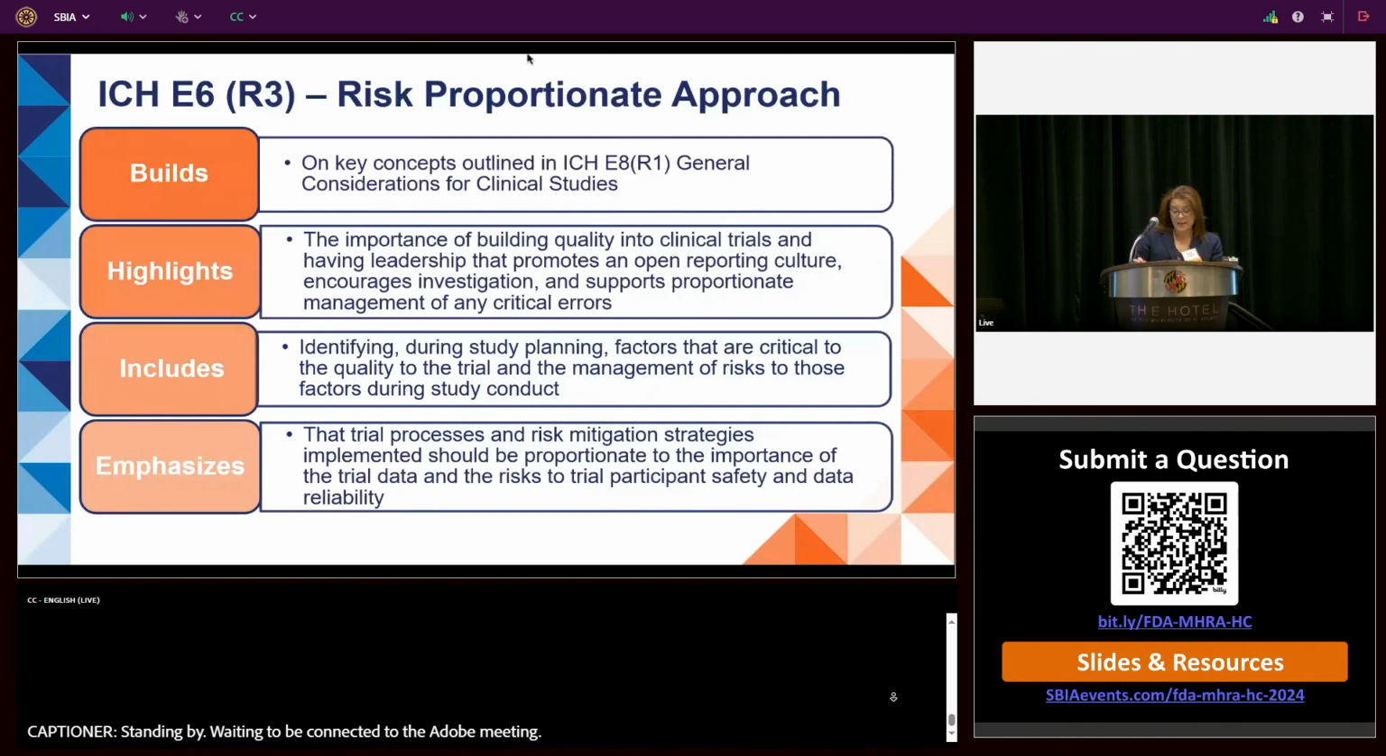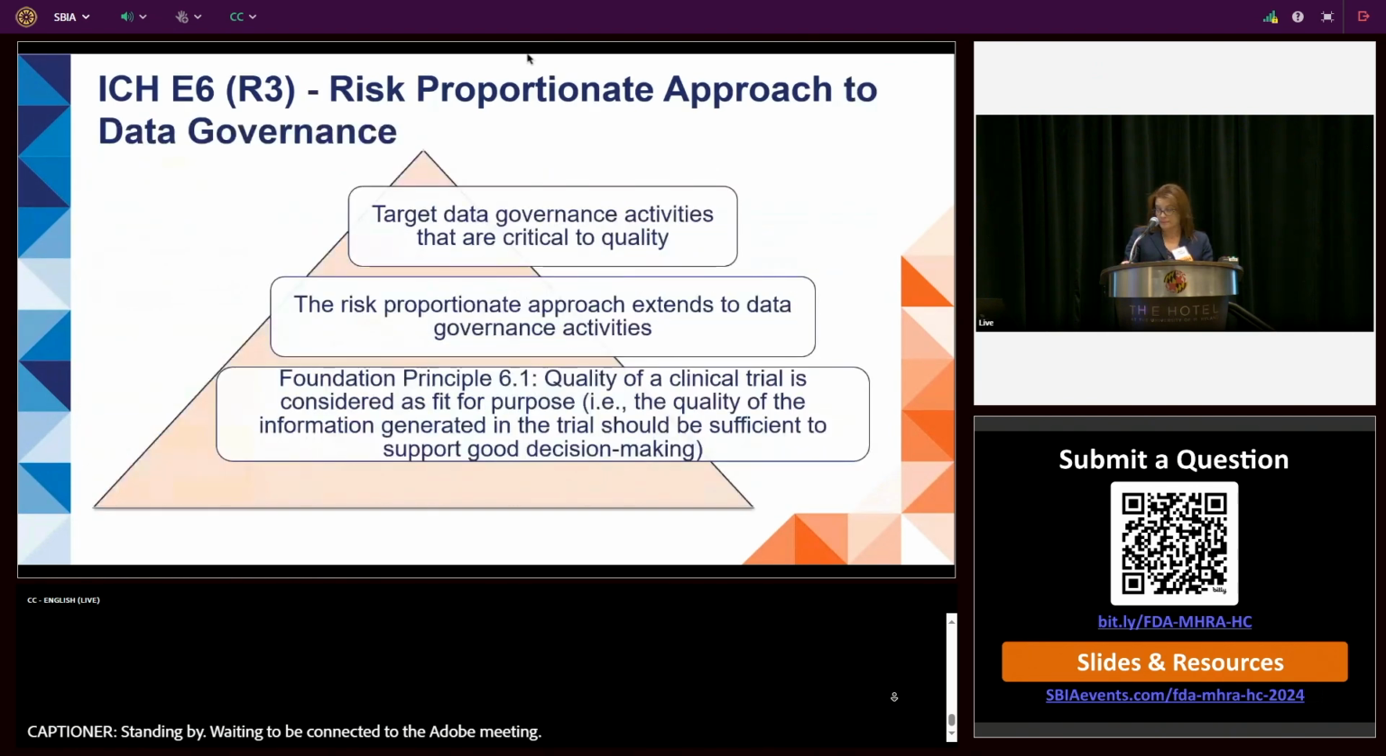The quality by design approach involves identifying factors that are critical to the study's quality, identifying risks to the critical to quality factors, and then using a risk proportionate approach to managing these risks. And this process is done during the design and planning of your study and should be revisited throughout the study conduct, analysis, and reporting. The E6R3 guideline emphasizes that processes and risk management strategies used in the trial should be proportionate to the importance of the trial data and the risk to trial participants' safety and data reliability.